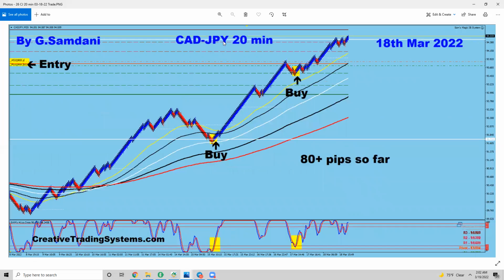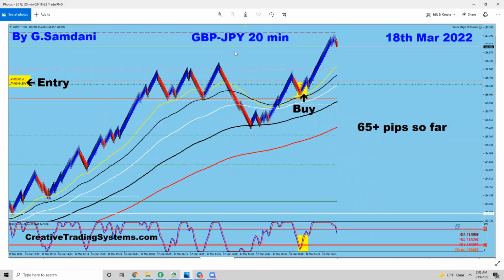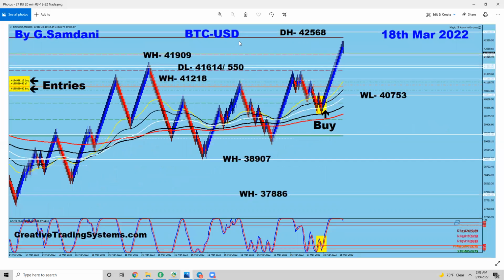On the 80 CAD yen, right? So this was one of the first ones I showed you early. The second entry on 18th, Friday, 80 pip more on CAD yen. And last but not least, pound yen again, from here to here, Friday closing 65 pip. And Bitcoin, like I said, that was the first one, and then this is the one.